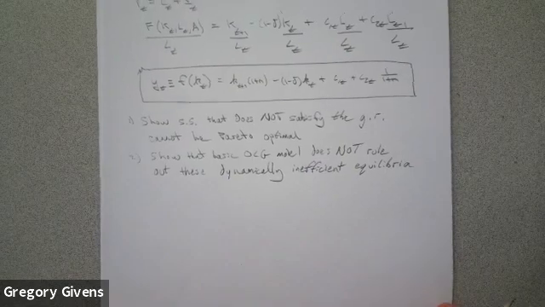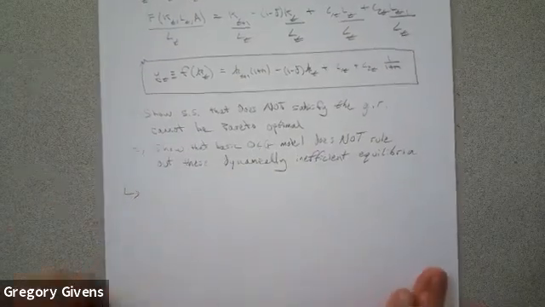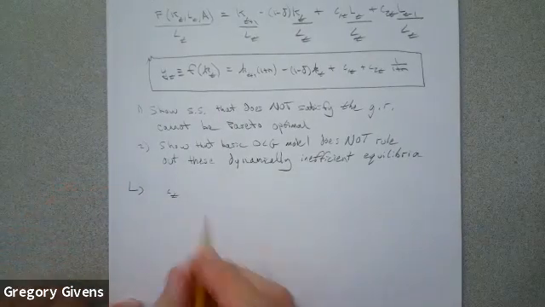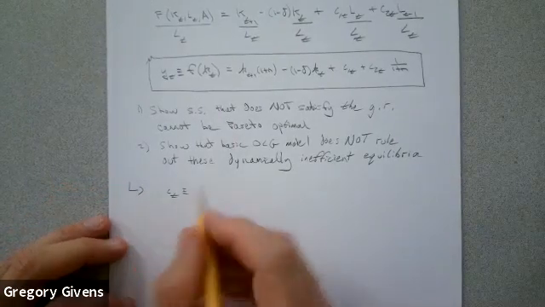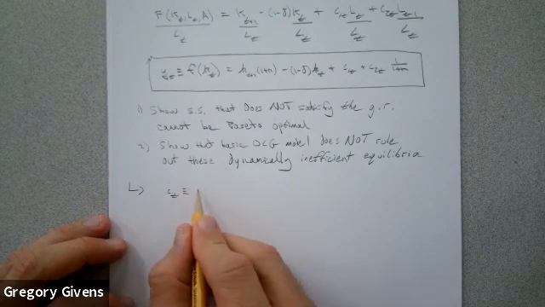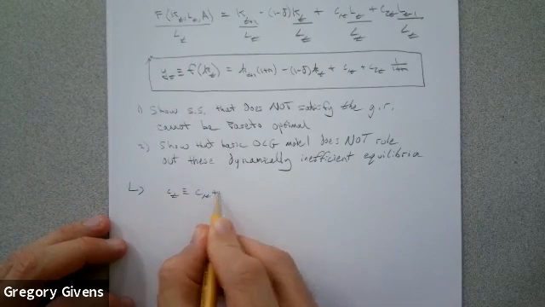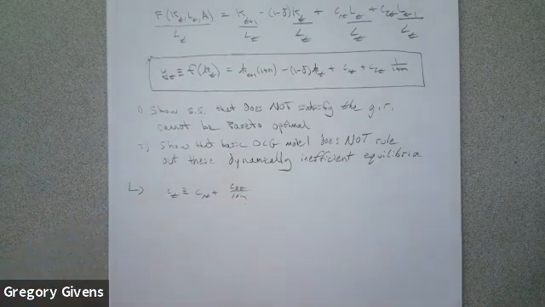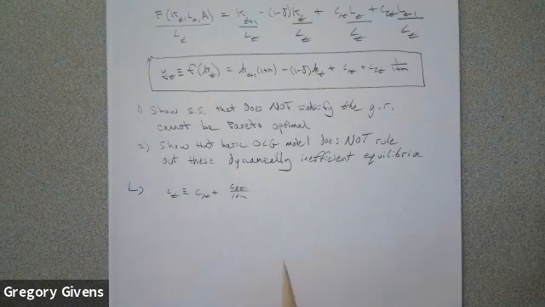Okay, how am I going to do that? Let me define a little bit of notation here. I'm going to define little c_t as the sum of C1t and C2t over 1 plus n. In other words, it's the per worker level of aggregate consumption in the economy.